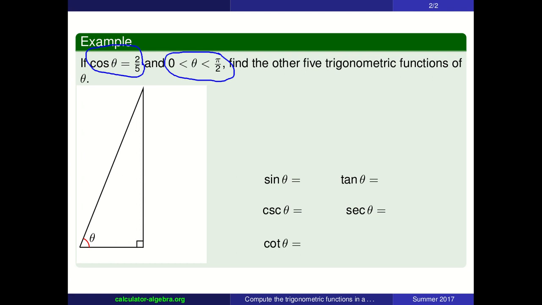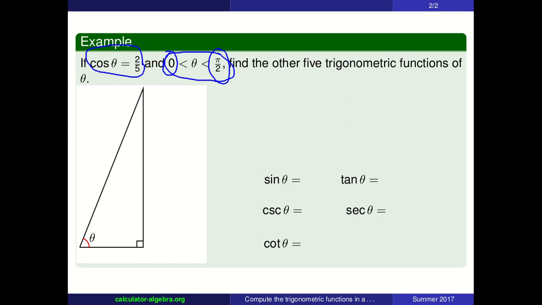Among all possible angles, we're selecting one which lies between 0 and pi over 2. Pi over 2 is 90 degrees, all right? So we're selecting the angle between 0 and pi over 2 for which cosine of that angle is 2/5. By the way, I said the angle, which implies that there is only one such angle. Indeed, that is the case, but let me not prove that. There's one angle between 0 and 90 degrees. Theoretically, there could be more than one. In a theoretical section, we can prove that there can be only one angle with this property, but let's just ignore that for the time being.